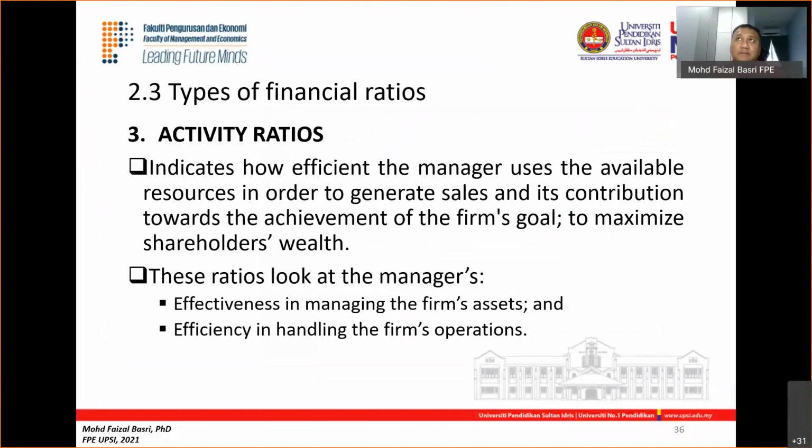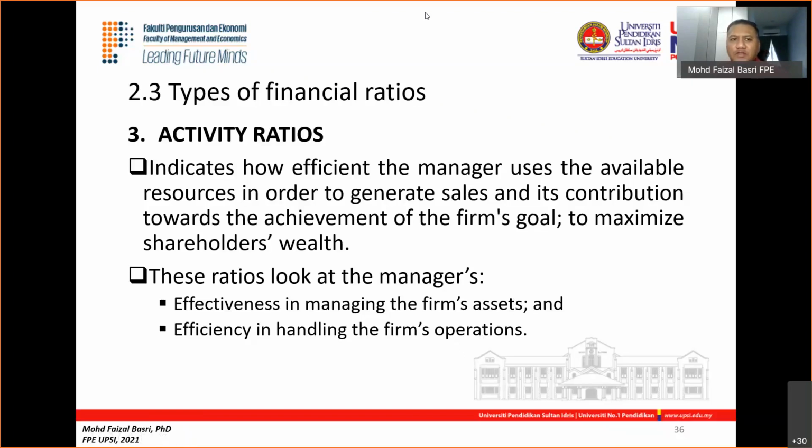The first one was liquidity ratios, whereby we have 3 different types of ratios: the current ratio, the quick ratio, and also the net working capital. Next, we had leverage ratios. Again, we have 3 types of ratios: debt to asset or debt ratio, debt to equity ratio, and the third one was times interest earned. So a total of 6 ratios we discussed last week.